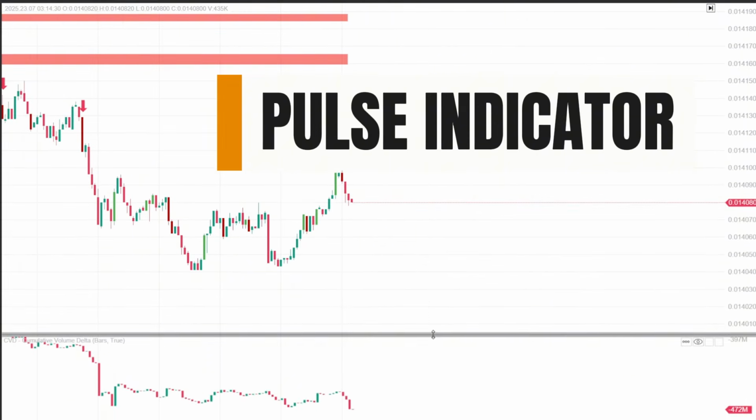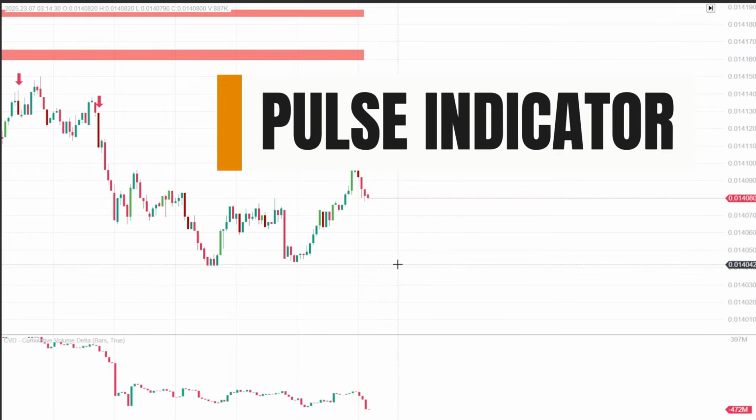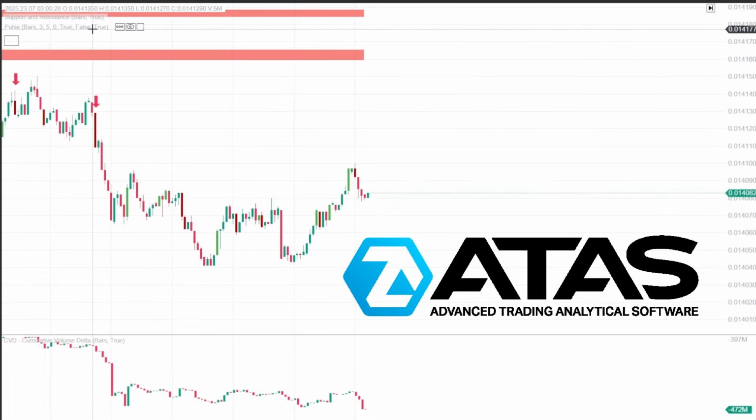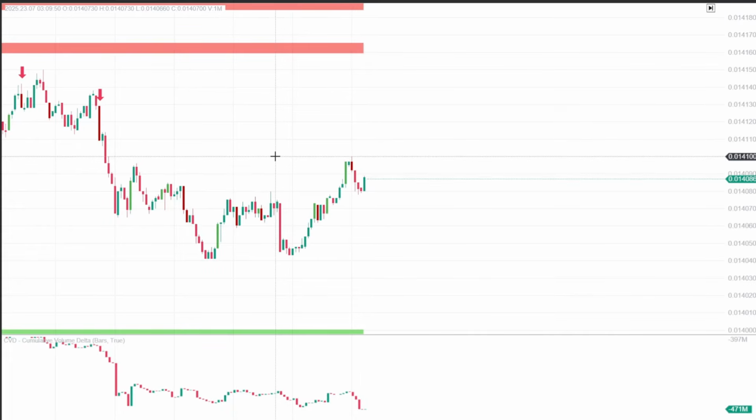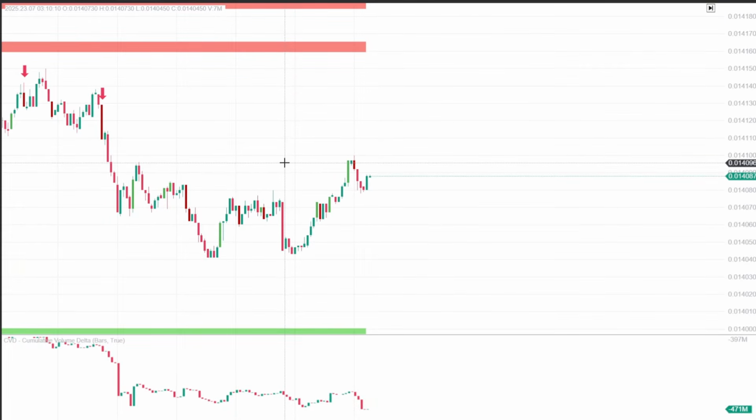Today we are trading with the pulse indicator, and we just did a session with the pulse indicator on NQ, and this time we are in the crypto market. We are on Pepe and we're gonna see how it performs in the crypto market.